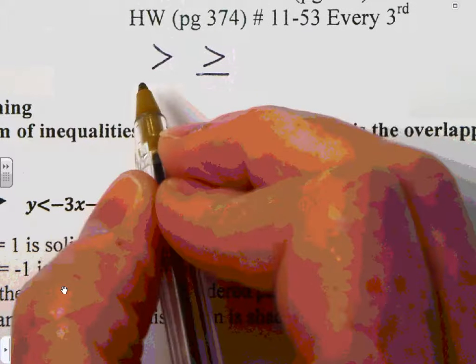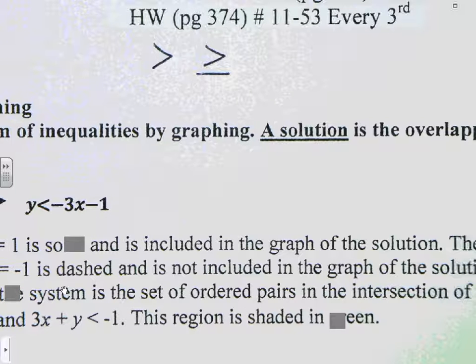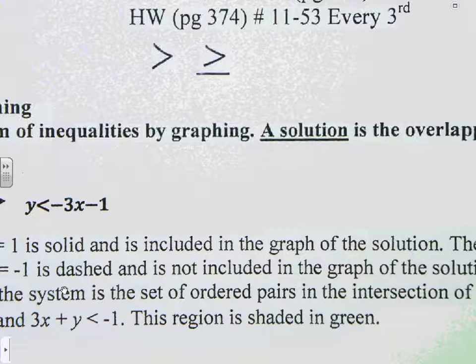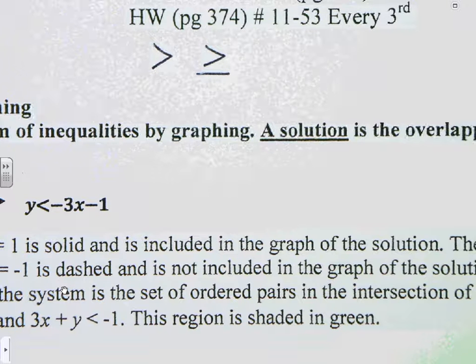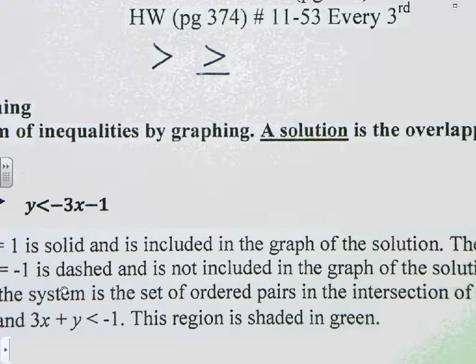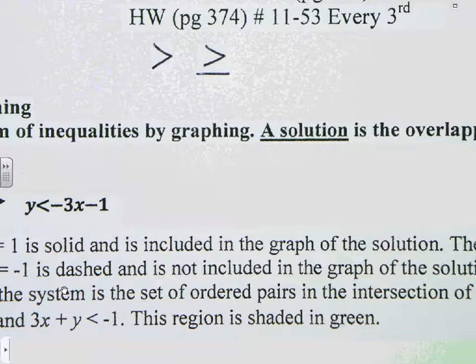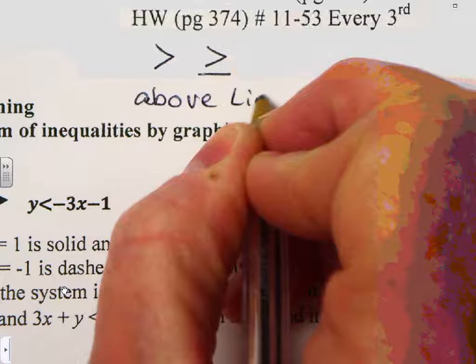So greater than, if you're not sure, think of water in a bathtub or a sink. If I want greater water in my tub, which way would the water go? Up. Greater water would be more water, right? So you want to move upward. So you want to shade anything that's going to be above the line that you happen to draw. So a greater than symbol, you will shade above the line. Okay?